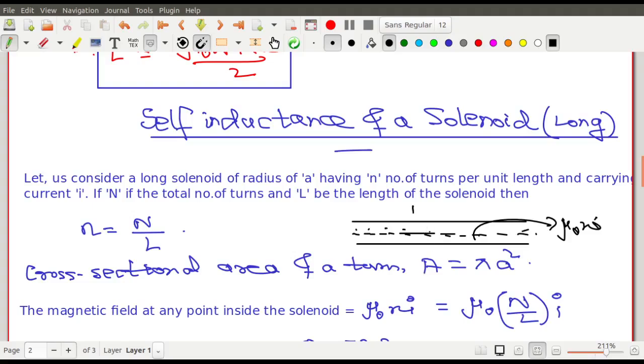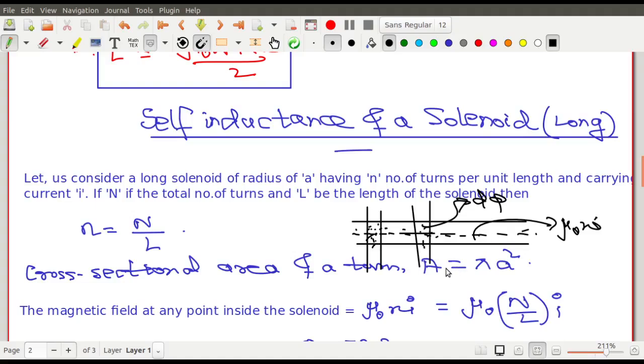So what do I do? I consider a small cross section and find the flux linkage over there, because the flux linkage over this cross section and the flux linkage over that cross section will be different. Why? Because the magnetic fields are different here. So you cannot multiply the entire thing with this B, right? Because B is not constant now.